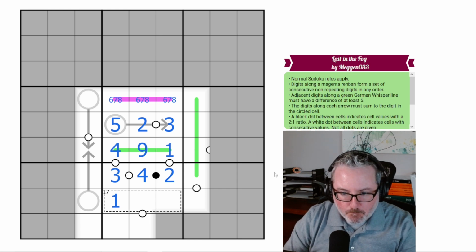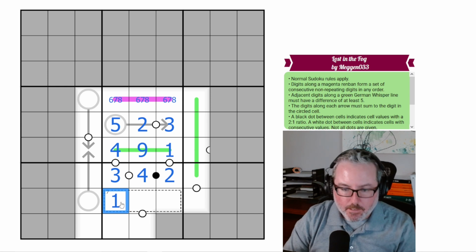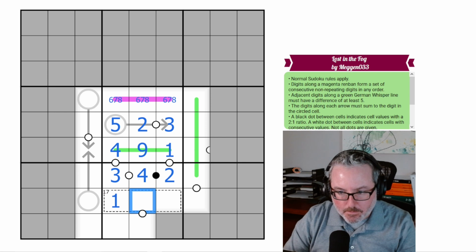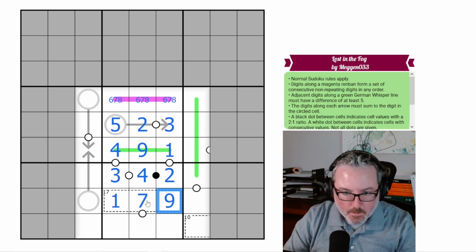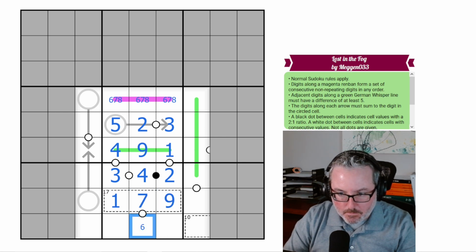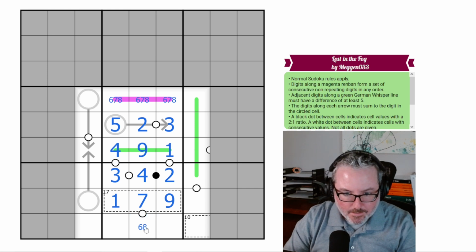Okay. Now that we have that 1, we just said the only way to make 16 in 2 digits is 9, 7. We've got a 9 here, so this has to be 7. This has to be 9. This has to either be 6 or 8. We don't know which one it is yet. We don't have anything looking at it to be able to determine that.